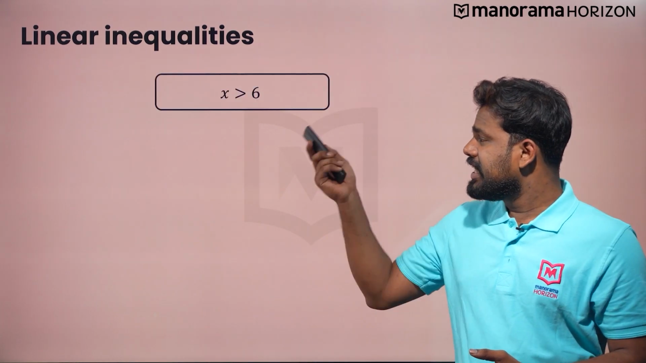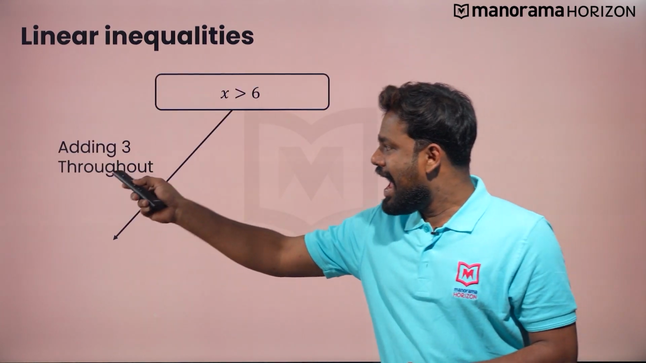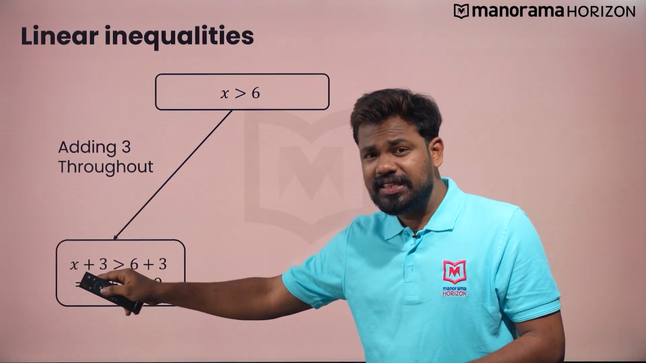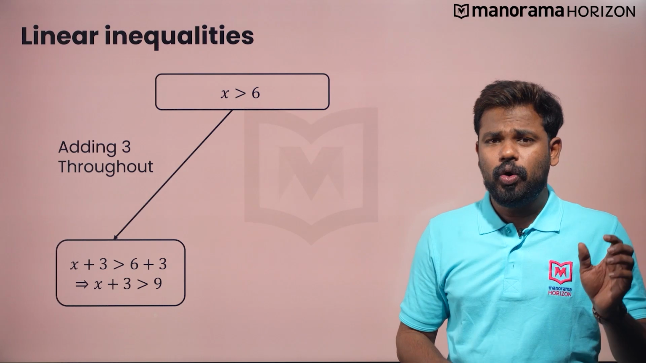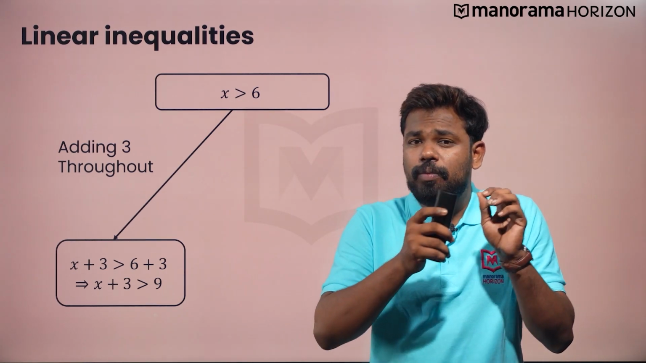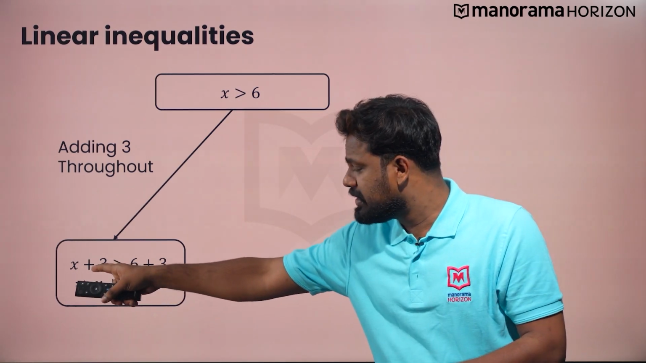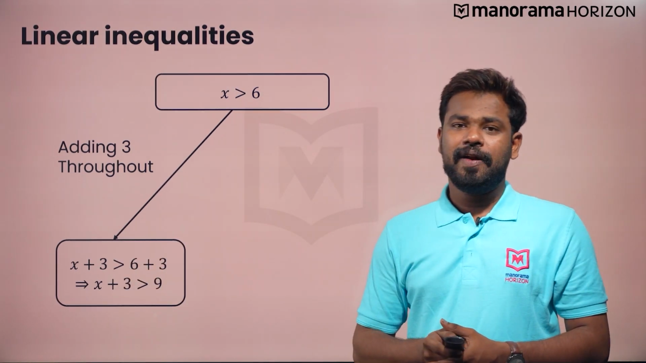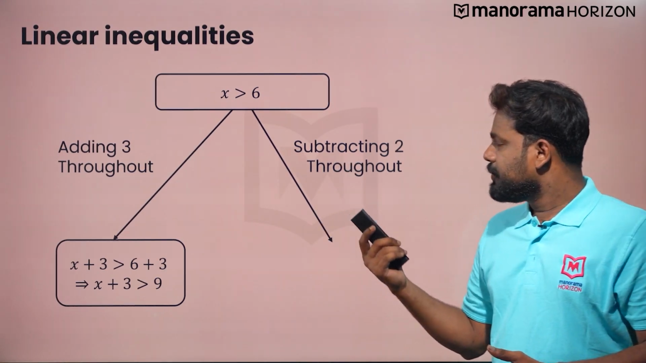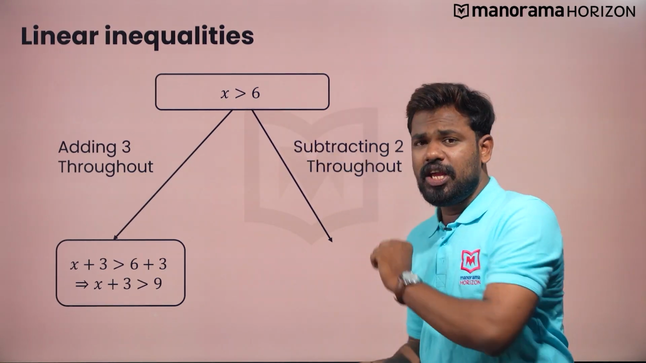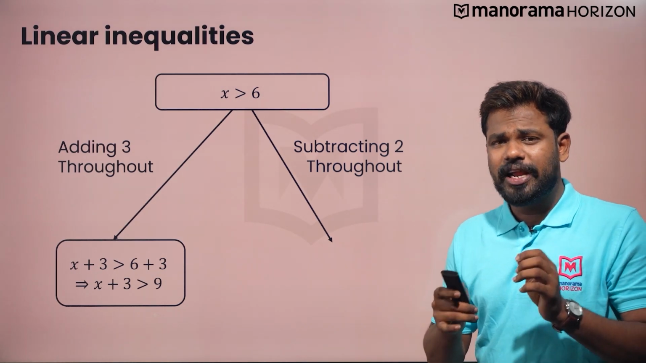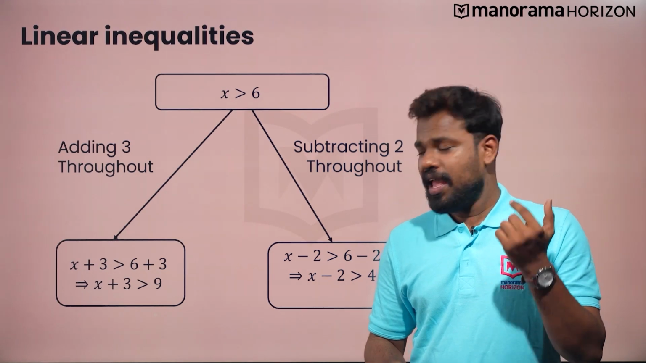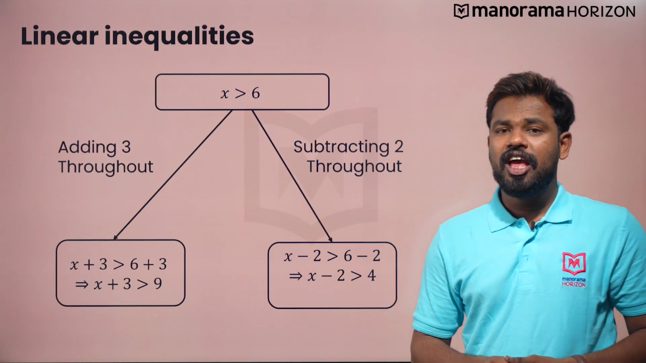Suppose I take x greater than 6 and I add 3 throughout this inequality. I will be getting x plus 3 greater than 6 plus 3. So what did I do here? I added 3 on both sides of the inequality and I got x plus 3 greater than 6 plus 3, which is nothing but x plus 3 greater than 9. And the same goes for subtraction. If I subtract 2 throughout this inequality, that is x greater than 6, I'll be getting x minus 2 greater than 6 minus 2. And that is nothing but x minus 2 greater than 4.